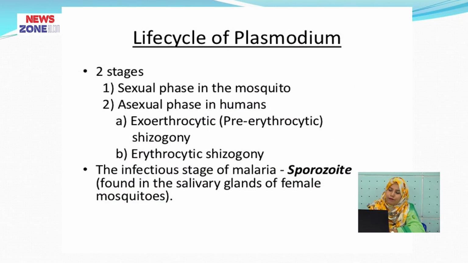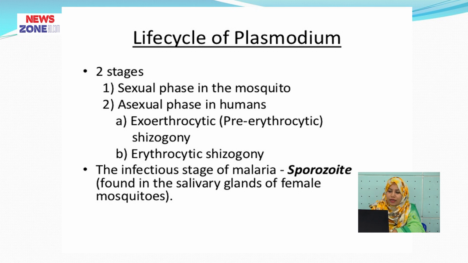Now, the life cycle of Plasmodium. There are 2 phases. One is the sexual phase in the mosquito, and the other is the asexual phase in humans. You have to memorize these 2 points: in the mosquito there is a sexual phase, and in the human there is an asexual phase. The asexual phase can be classified into 2 types. Number 1 is exoerythrocytic, also called pre-erythrocytic schizogony, and number 2 is erythrocytic schizogony.